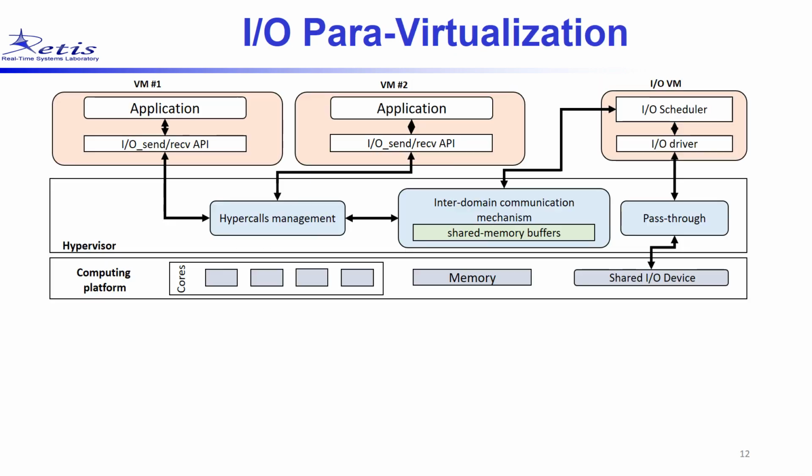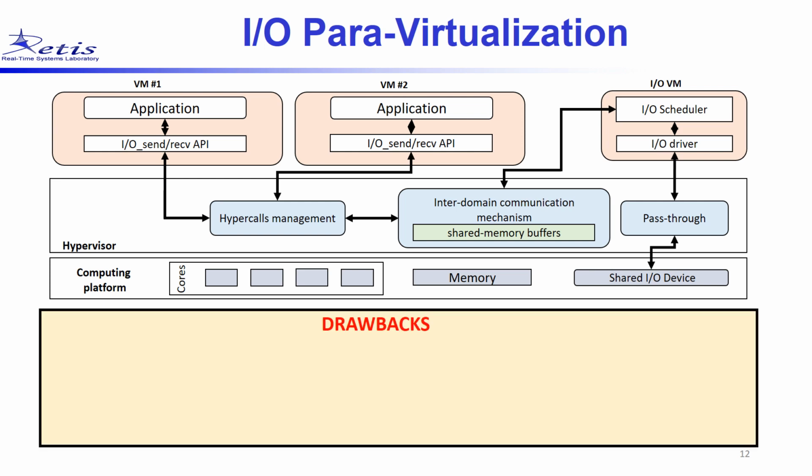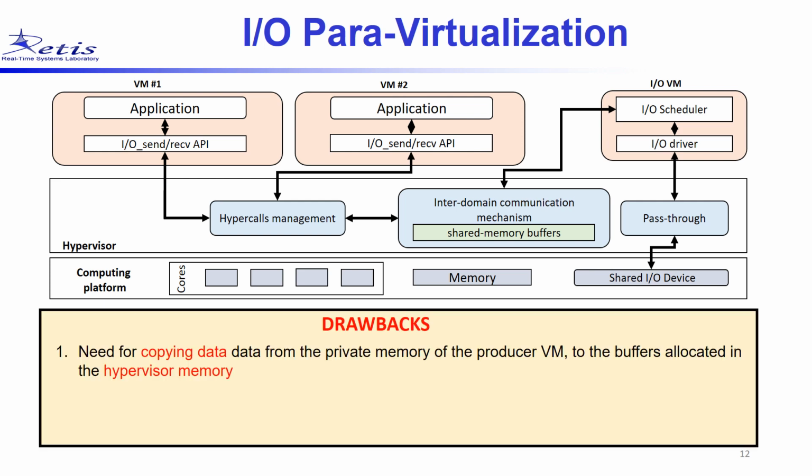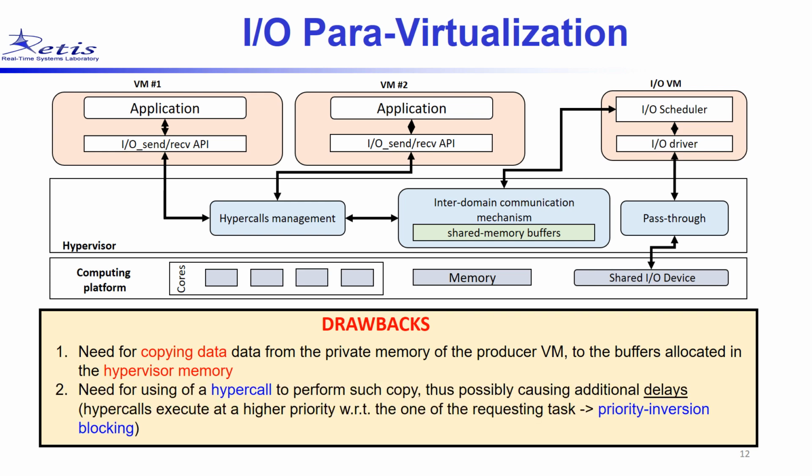With respect to pass-through I/O, I/O para-virtualization has the advantage of allowing device sharing, but it also has some drawbacks. First, we need to copy data from the private memory of the producer VM to the buffers allocated in the hypervisor memory. And second, we need to do this using a hypercall, and this may cause additional delays. Why? Because hypercalls execute at a higher priority than the requesting task, and this may give rise to priority inversion blocking.